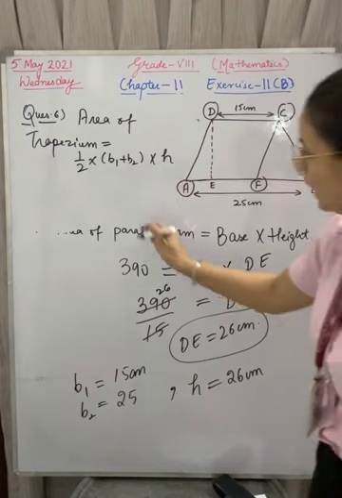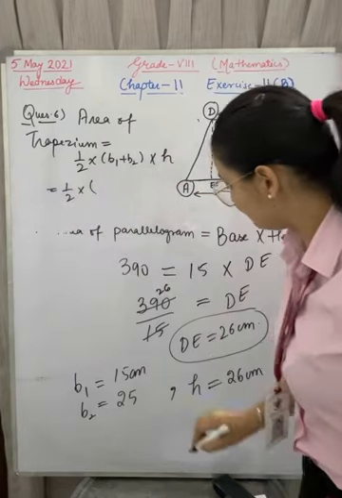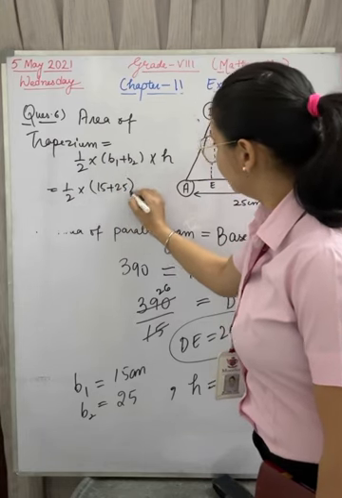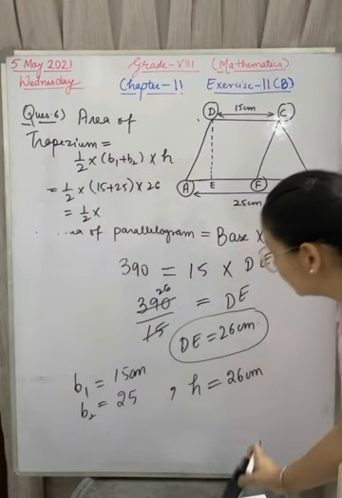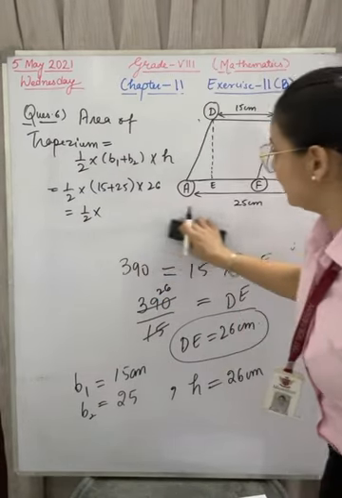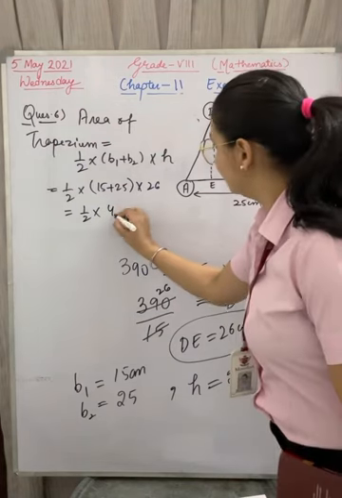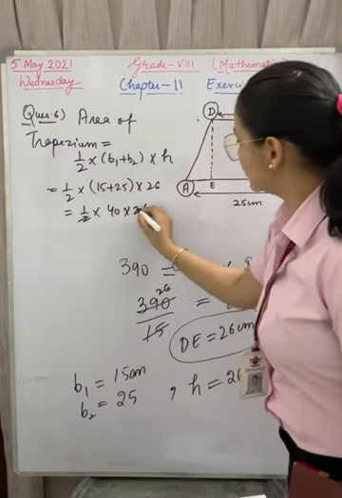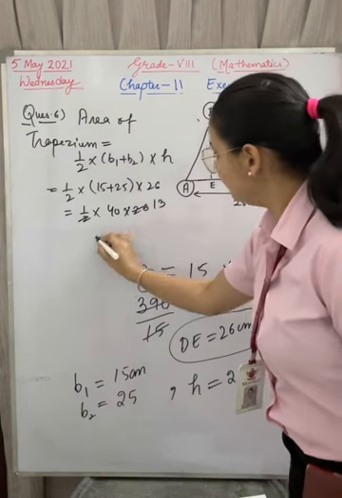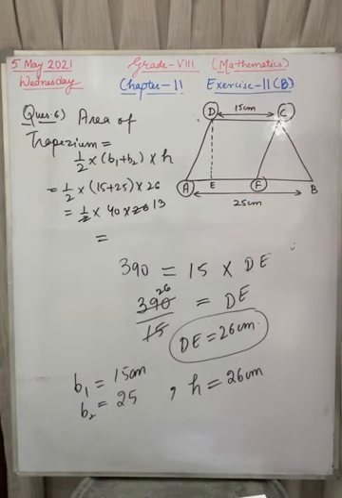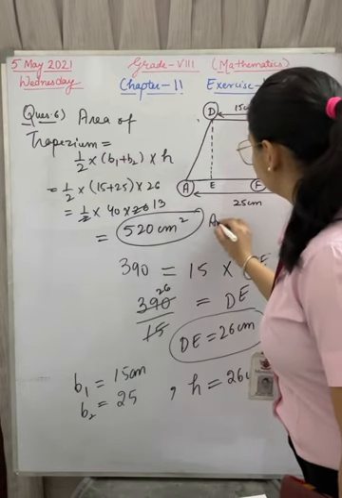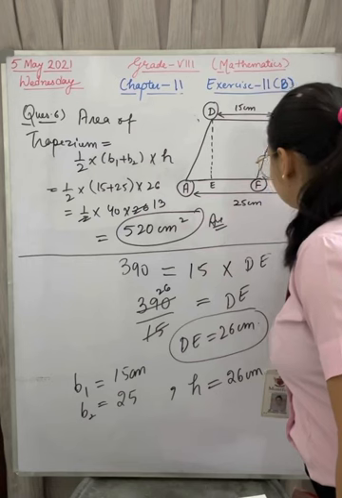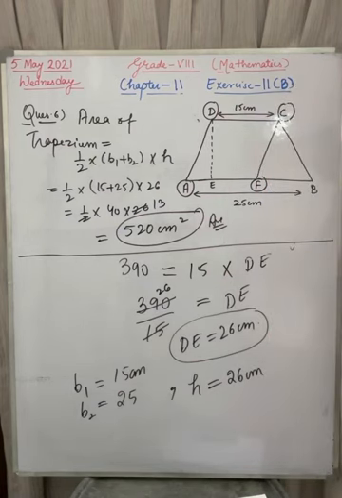Okay, everything we are having now. Half multiplied by B1 plus B2, 15 plus 25, multiplied by height 26. So half into B1 plus B2, that is 15 plus 25, how much? That is 40. Very good. Into 26. So you can cancel 2 1s are 2, 2 13s are 26, or you can cancel with 40. 40 multiplied by 13, that is equal to how much? That is 520 centimeter square. This is the answer.